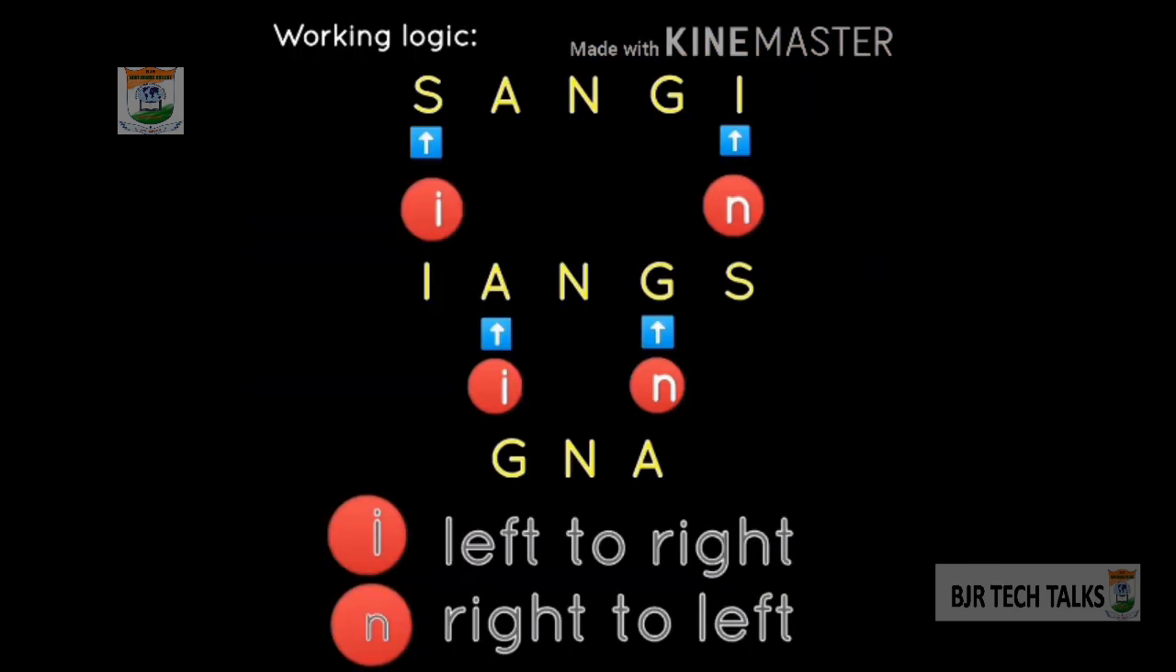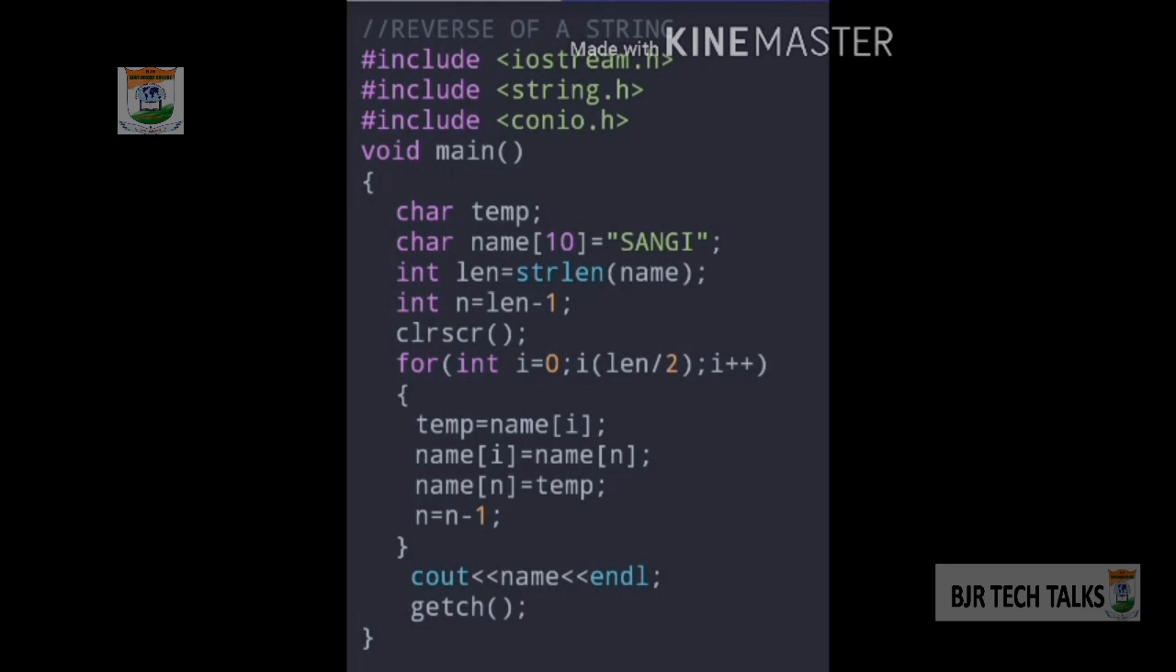In the working logic, we should have two pointers. They are i and n. Here, i moves from left to right and n moves from right to left. We have to swap or interchange the characters up to the middle point of the string until we get the output. This swapping activity should be repeated until we reach the middle point of the given string. And at last, cout name, endl and getch to get the output.